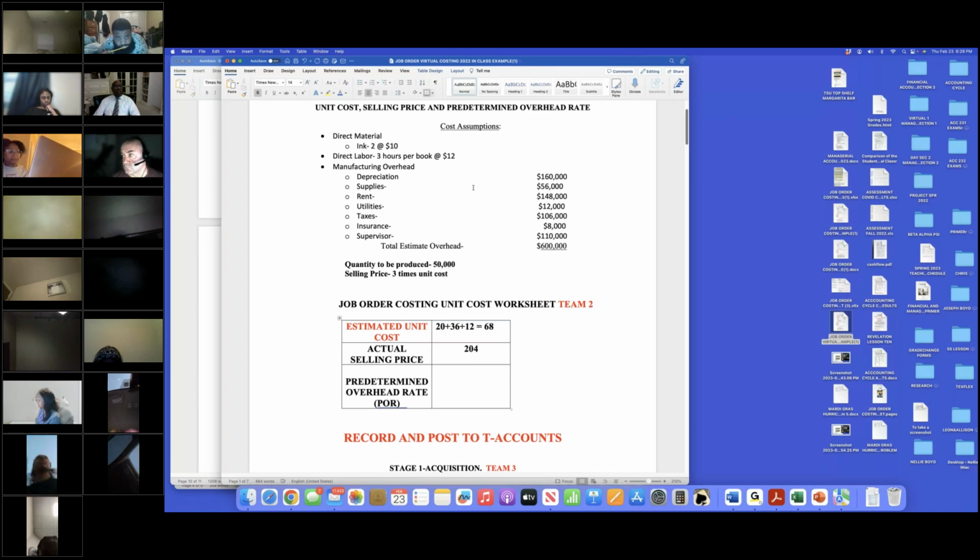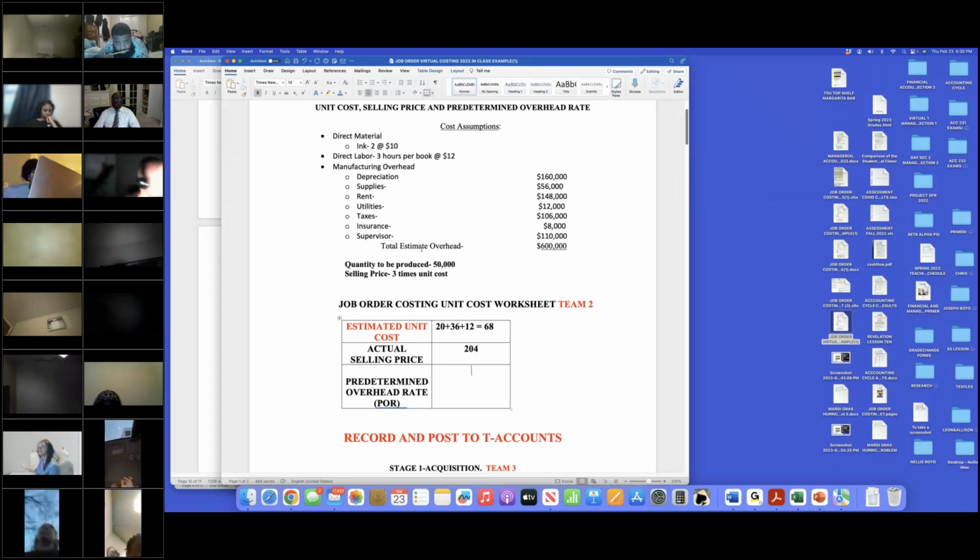Okay, so it's going to take 3 hours per book, and we have to make 50,000 books. So this is going to give us 150,000 hours. Does everybody see the 150,000 hours? 50,000 books, 3 hours per book.